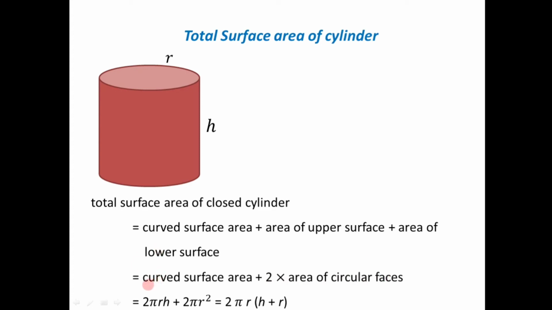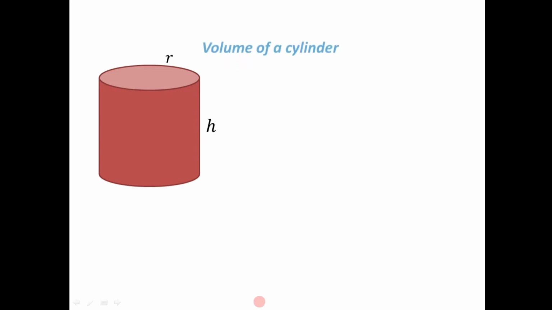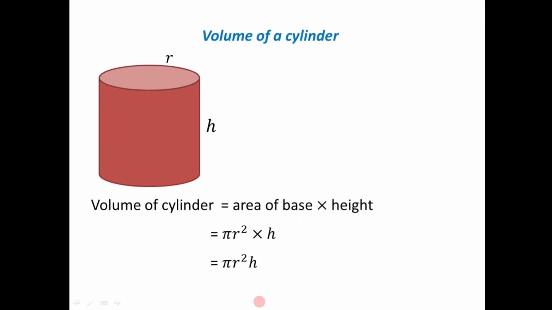So we have just derived the formula for curved surface area of a cylinder, that is 2 pi r h, plus formula for area of a circle is pi r square, and two circular bases are there. That's why we have written here 2 pi r square. Now from both of these two, if we take 2 pi r common, in bracket we have h plus r. So this is the formula for total surface area of the cylinder: 2 pi r into bracket h plus r. Now let us know how to find the volume of a cylinder. This is the formula for volume of a cylinder. It is area of a base into height, and base of cylinder is circular.